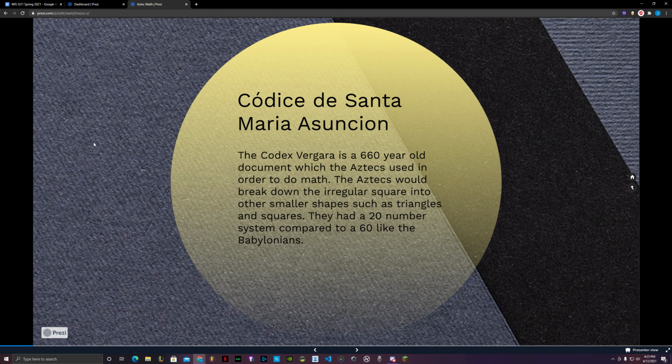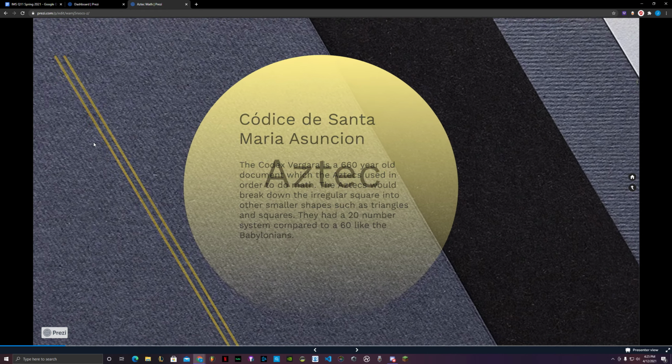So what they did, the Aztecs used a method called Codex Vergara. This is a 660-year-old document which the Aztecs had. It had different types of length fields, and they would break down the length fields into smaller squares and triangles, and that's where they started their mathematical equations. The Babylonians had a base 60 number system, where the Aztecs had base 20, so it was different.